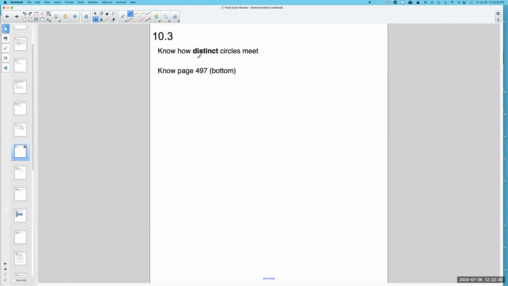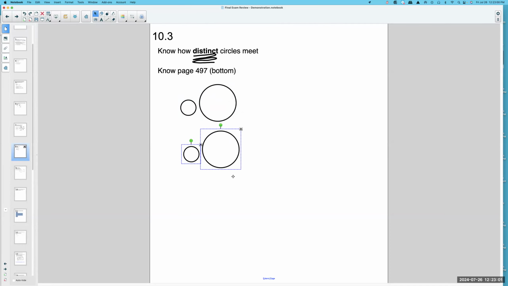Okay, know how distinct circles meet. This is the key. Okay, distinct. Distinct means different. They're different circles. I'll explain that in a second. So here's one circle, here's another circle. They're definitely different circles, right? These circles are not touching. They're not meeting at all. So one answer is they do not touch. Okay, two distinct circles may not meet at all.